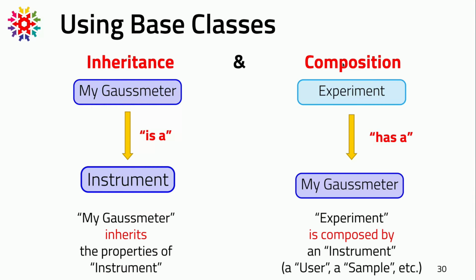Another important concept is composition. So let's take the case in which we have the experiment class. We can think of composing inside this experiment class as many other classes as we need. For example, we can imagine that an experiment can need an instrument class composed inside, or a sample class, or a user, or other kinds of classes that could be useful.